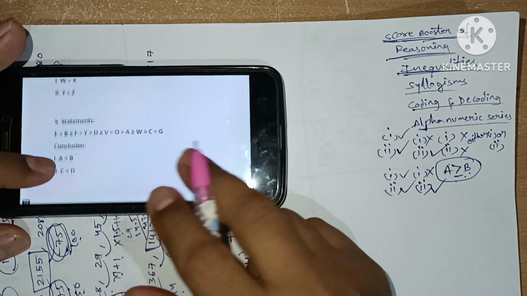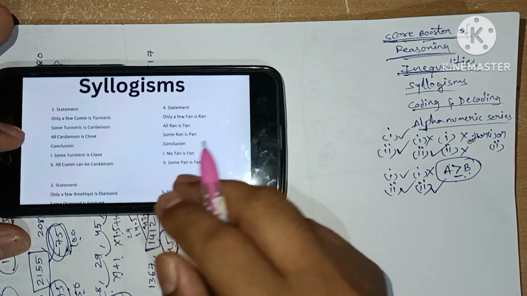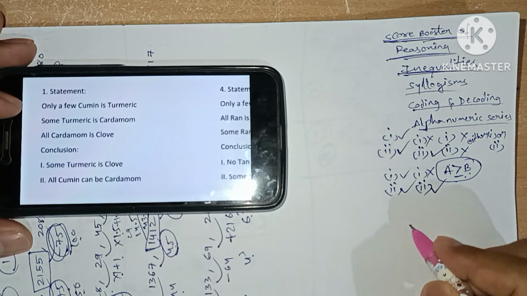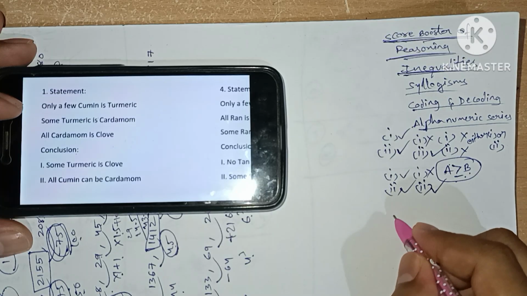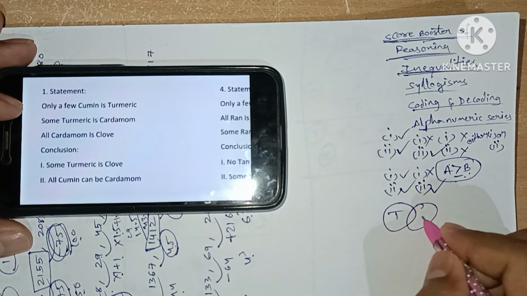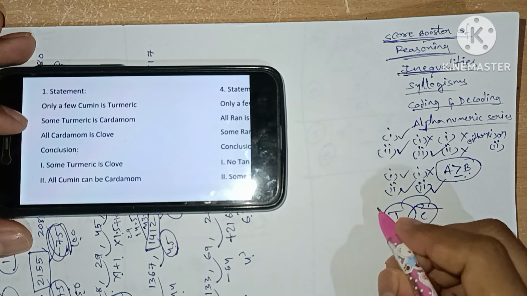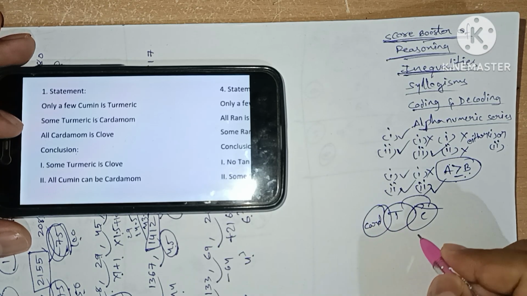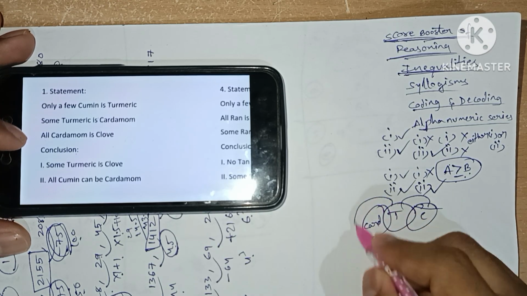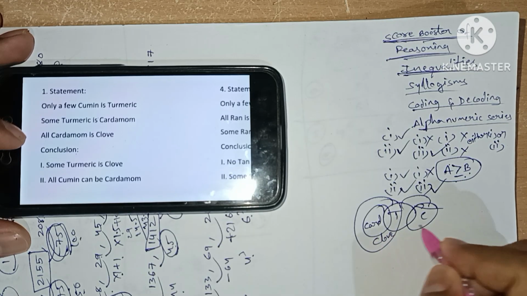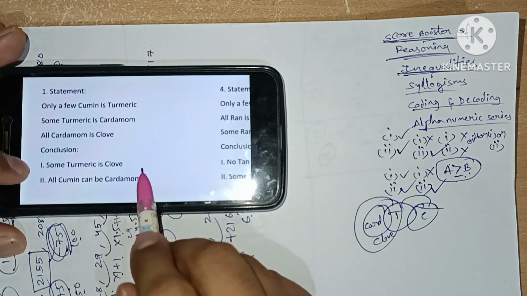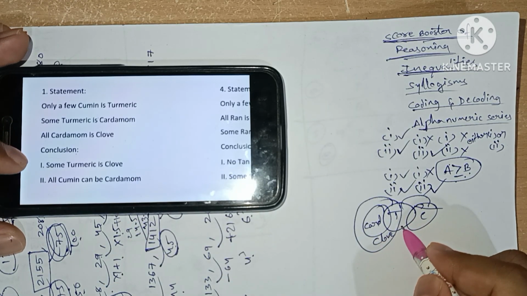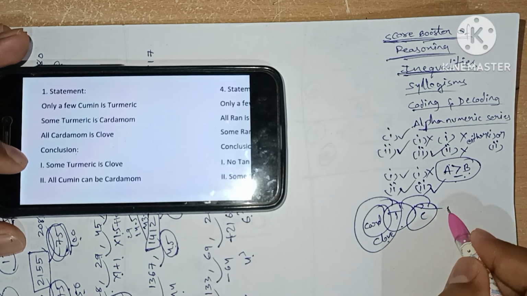Now we are going to see syllogisms. Syllogisms, first question. Only a few cumin is turmeric. Some turmeric is cardamom. All cardamom is clove. Let's see conclusions. Some turmeric is clove. Some part of turmeric is sharing with clove. Yes, it is true. So first one is true.